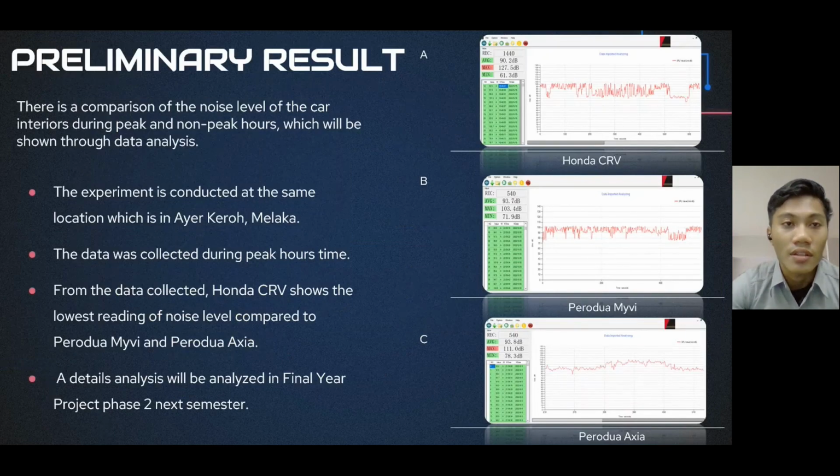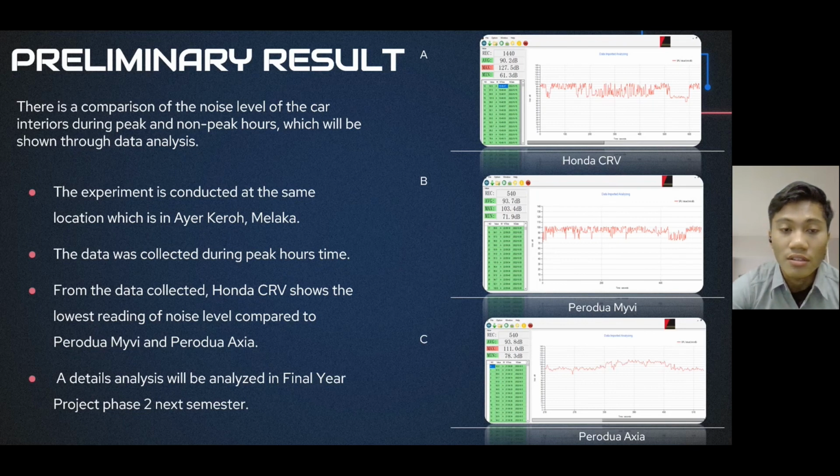Okay, for the preliminary result, from the three types of car, there is a comparison of the noise level of the car interiors during peak hours and non-peak hours, which will be shown through the data analysis. For this preliminary result, I have collected the data during the peak hour. The experiment is conducted at the same location, which is in Aiko, during peak hour. So the data was collected during peak hours.